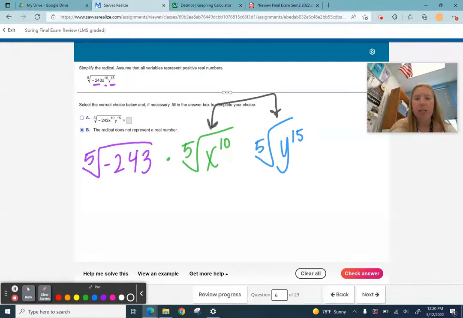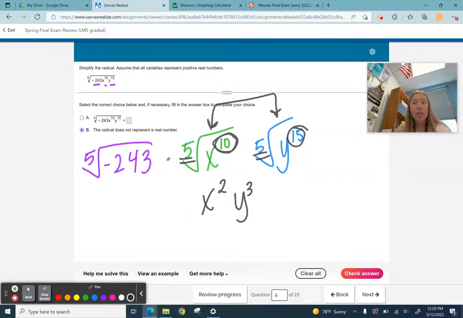Now, the ones that jump out to me that are going to simplify nice are these last two, the ones with the variables in them, because I'm just asking myself, how many times does the index divide the exponent? 5 goes into 10 two times, so that simplifies to be x squared. 5 goes into 15 three times, so that is y cubed. Those ones simplified really nicely.